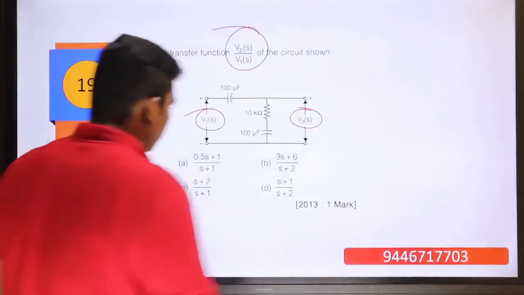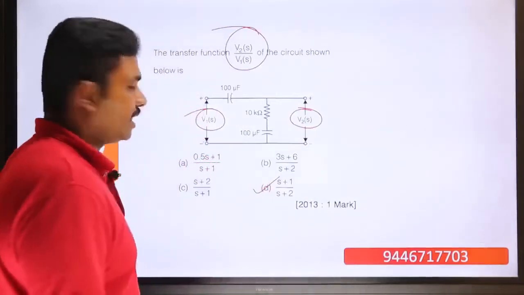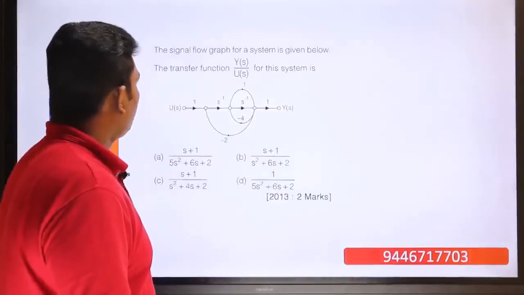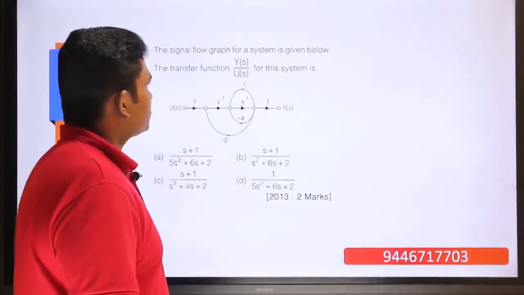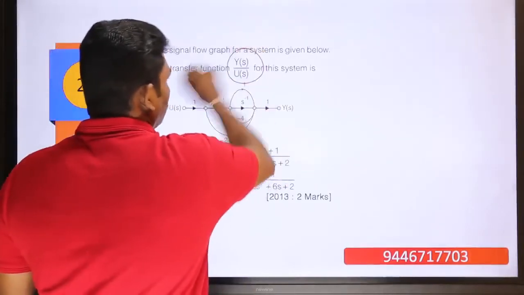And what is our answer? Our answer is 1 plus S divided by 2 plus S. So this is the answer for question number 19. Now moving into question number 20. The signal flow graph for a system is given below.